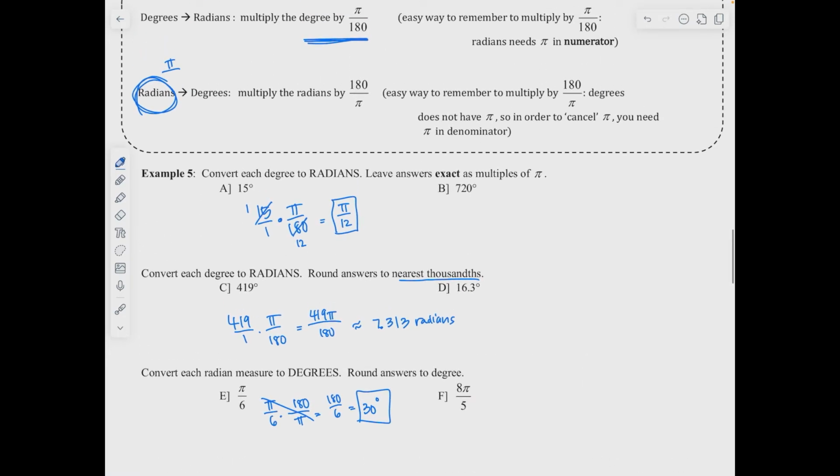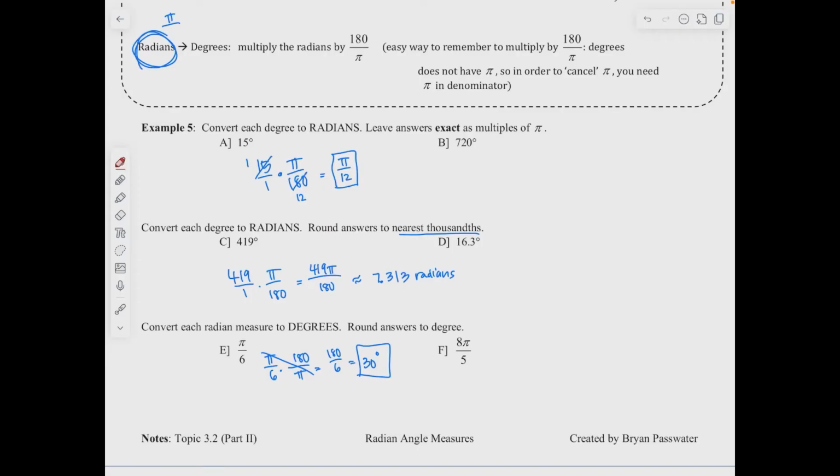Okay, let's pause here. Let's have you guys try B, D, and F. Find the answers in radians or degrees. Okay, let's see how we did on example 5.